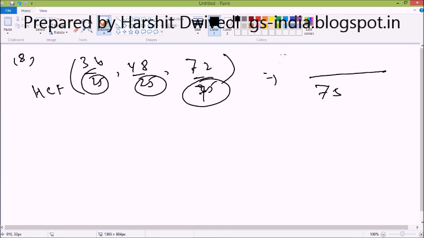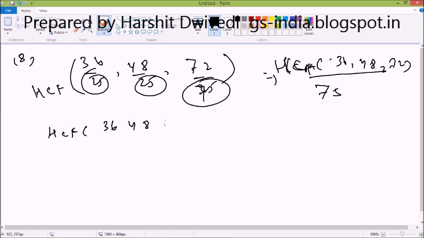And obviously here in the numerator we are going to find out the HCF of 36, 48 and 72. LCM I have already got, 75. So now if you are going to find out, first we can write 36 as 4 into 9, 48 as 6 into 8, and 72 as 8 into 9.